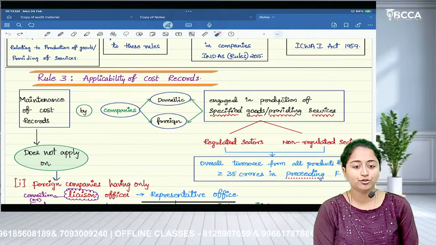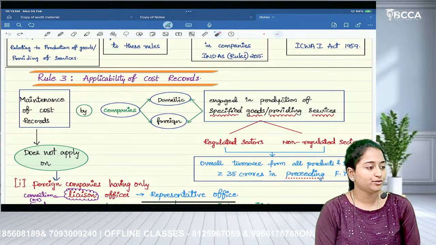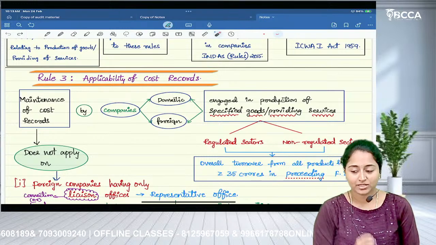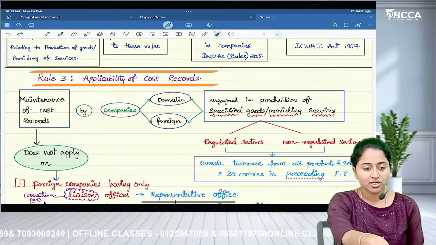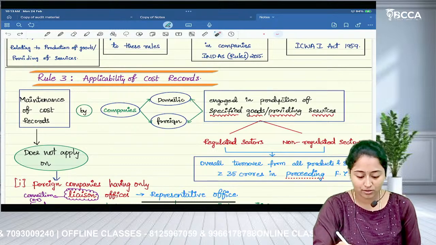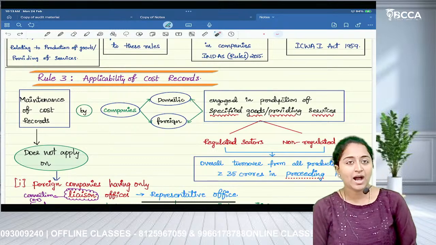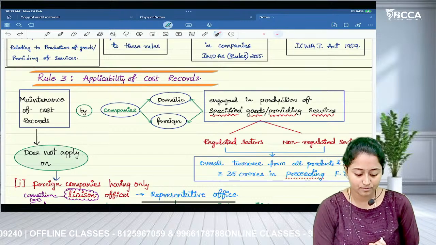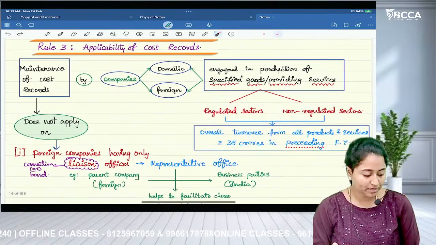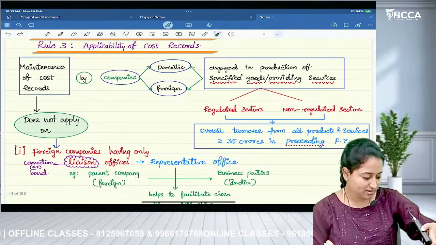Clear with rule 1 and rule 2? Any doubts with rule 1 and rule 2? No doubts, right? Now, moving on to the main important rule. This is the important rule, okay? Rule number 3, applicability of cost records.